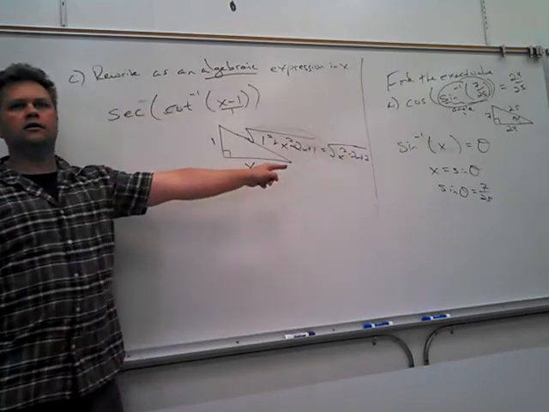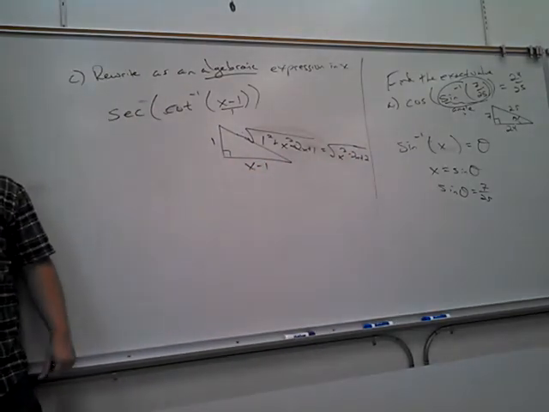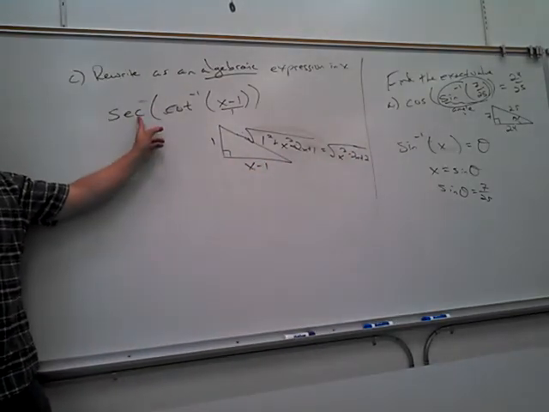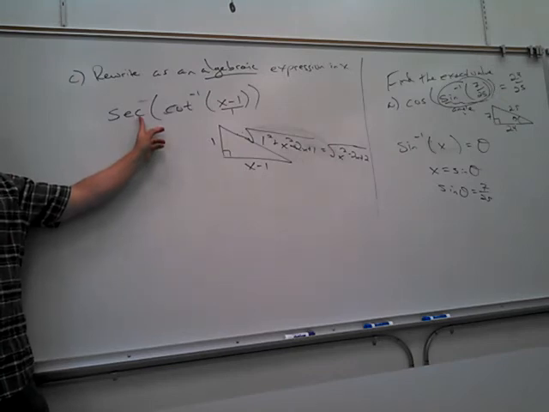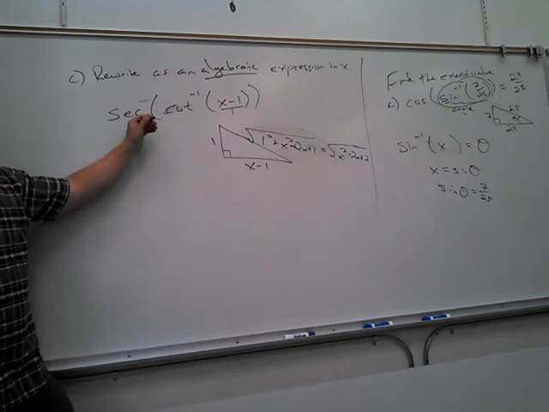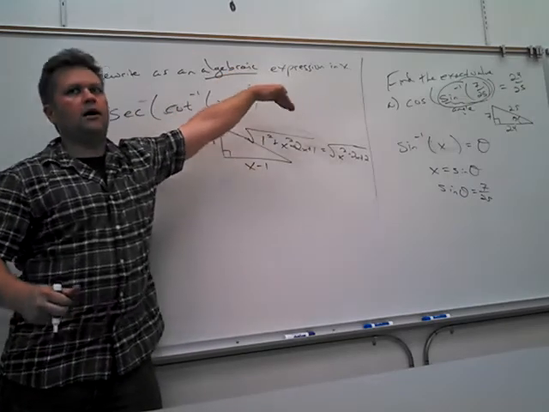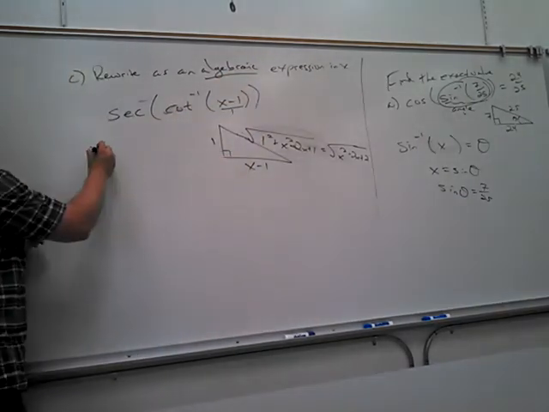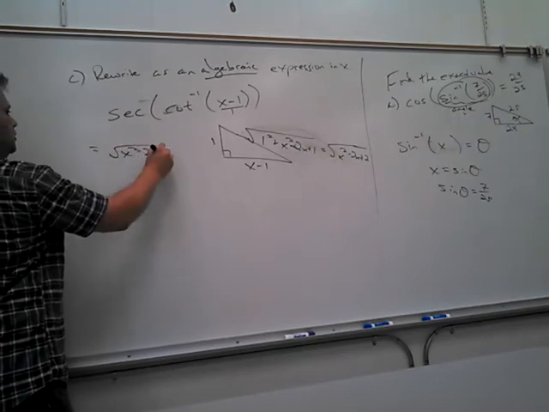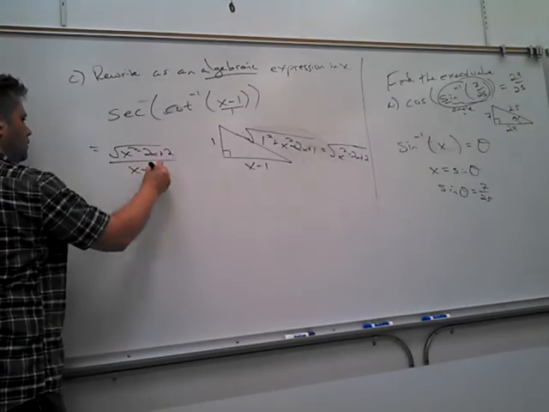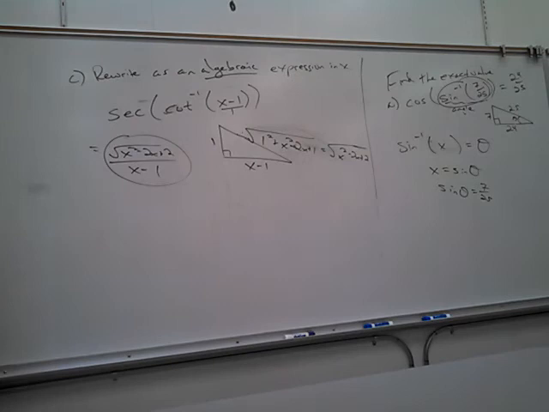And you don't care, because now you just make the ratio that you need. Secant is related to cosine. So cosine would be x piece over hypotenuse, so secant must be hypotenuse over x piece. So this would be root of x squared minus 2x plus 2, over x minus 1. Don't try to do anything with that. So we know that. Is that cool?